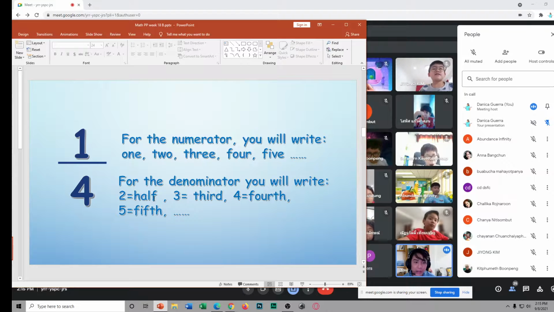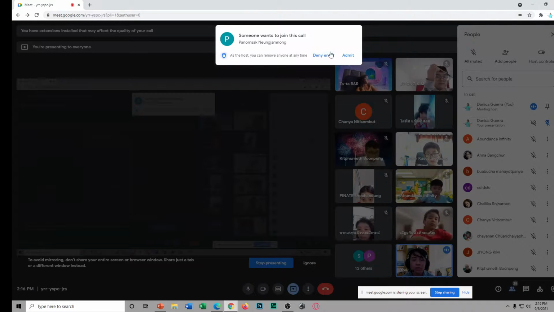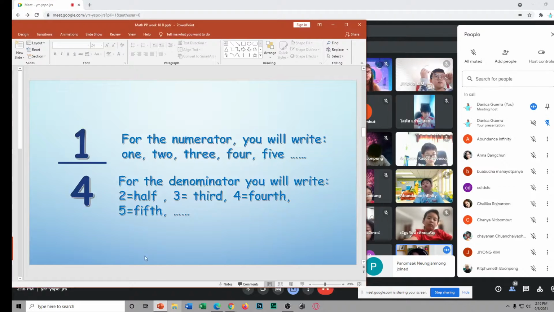Jiyong, turn off your mic. If it's number 3, you will say third. If it's 4, you will say fourth. If you have 5, then you will say fifth, and so on. 6, 7, 8. Do not say 2, 3, 4, 5. For the denominator, you will say half, third, fourth.